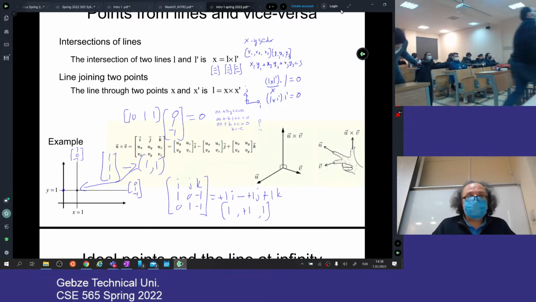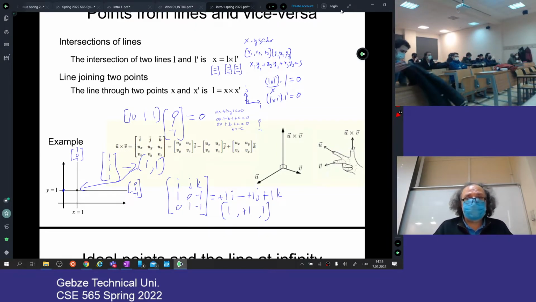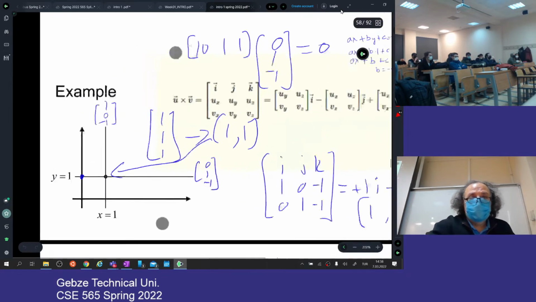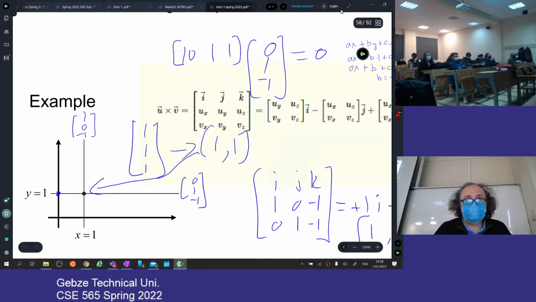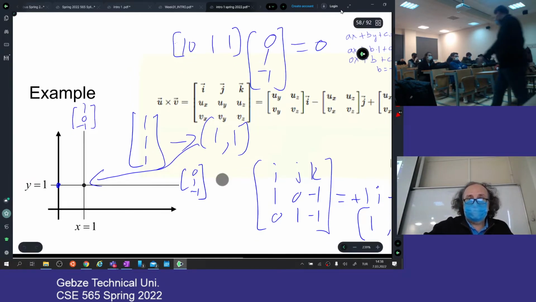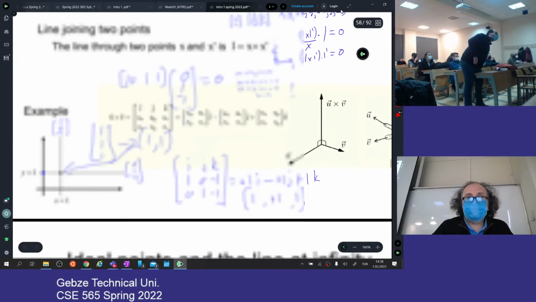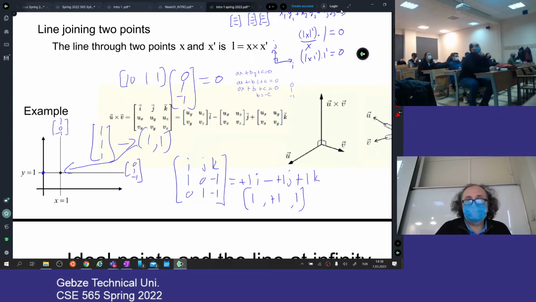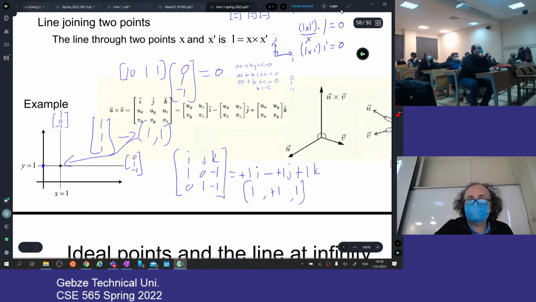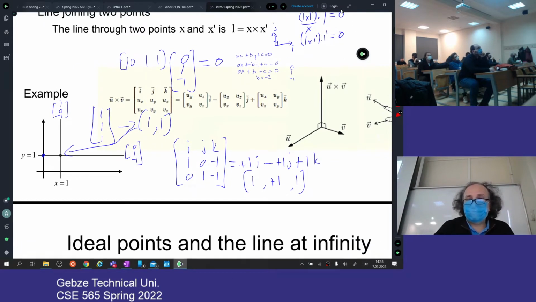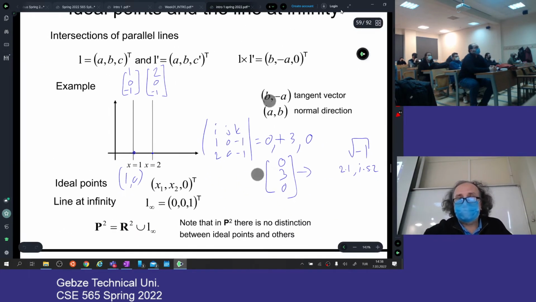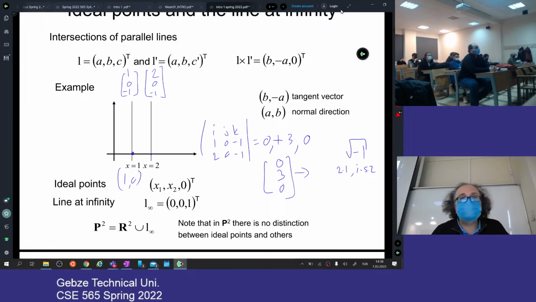One of the exercises was this. We have a line represented by 1, 0, minus 1, and another one, 0, 1, minus 1. If I take the cross product of these two lines, I get 1, 1, 1, which corresponds to this point, because the transformation from homogeneous to non-homogeneous coordinates gives me 1, 1, so it works. And the better example was this.